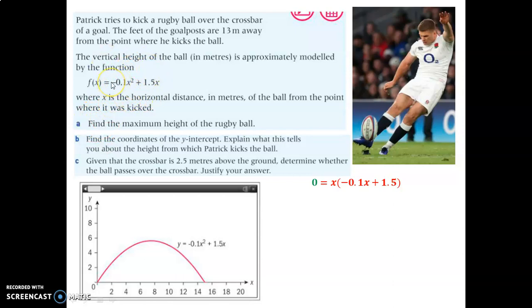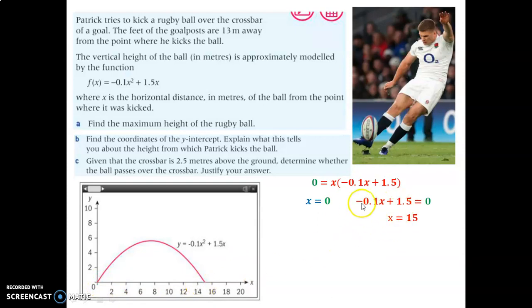We have our function. We want to know where the x-intercepts are, because the x-intercepts will help us to find the vertex. So set the function equal to 0, and I also factored out the x here. Now I set that first factor equal to 0, and I set the second factor equal to 0. I solved the second one to get 15. Now I can see my x-intercepts are 0 and 15. That makes sense.